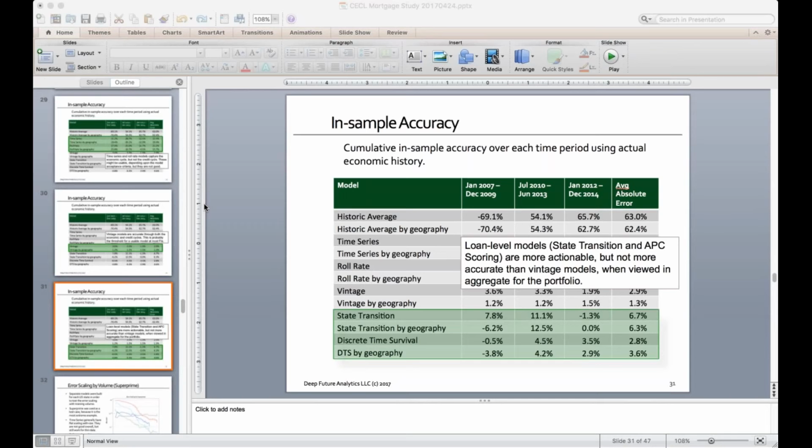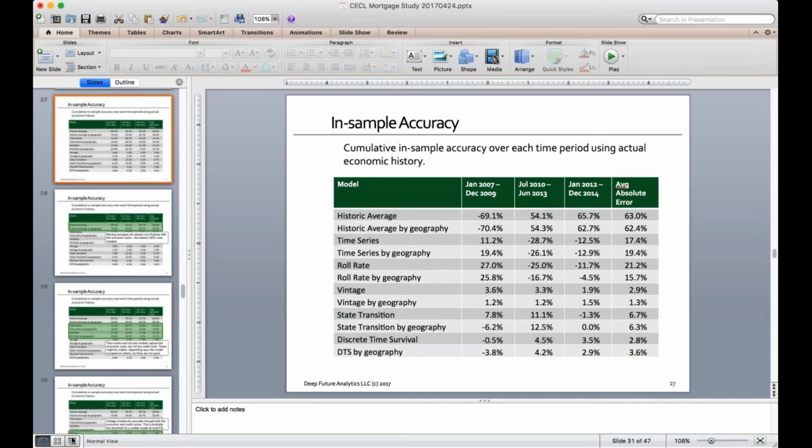Another thing to notice on here, and I'll go back to that first slide to make it more clear, is that when I say by geography, those are the rows where we made 50 independent models. In fact, we have 3 different segments. So those are the rows with 150 models instead of the row above, which is 3 national models. And you will notice there is no advantage in accuracy of having a separate model for every state.